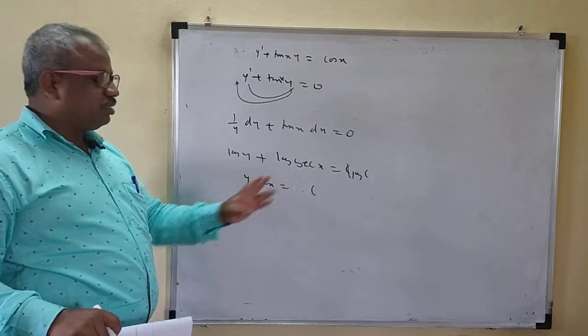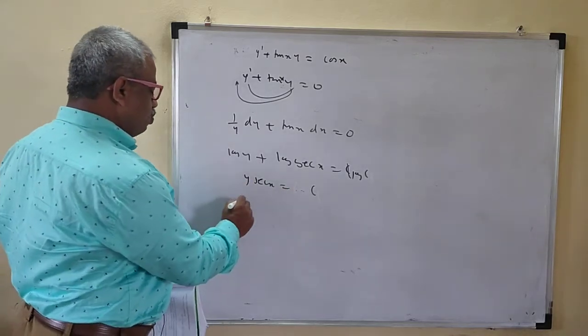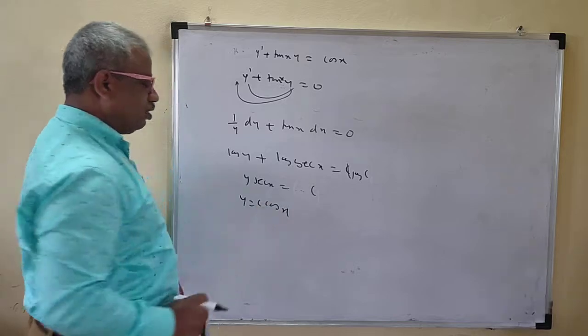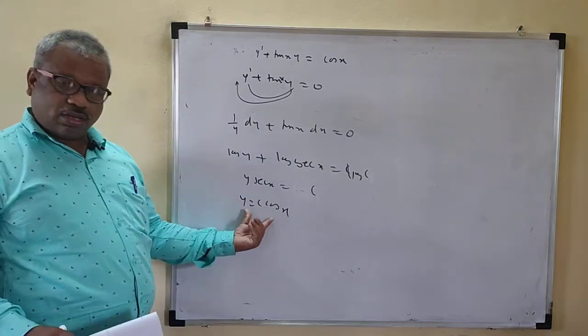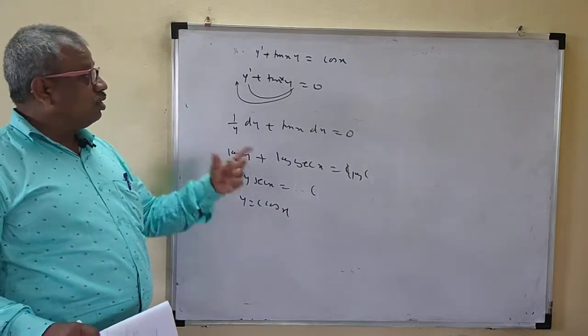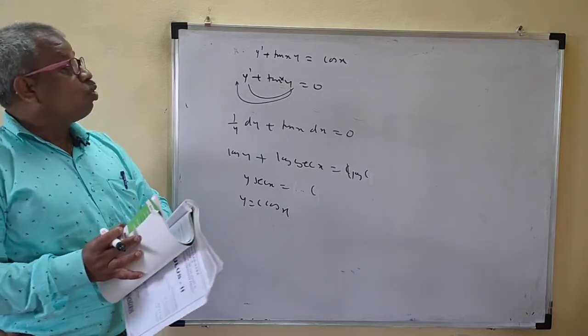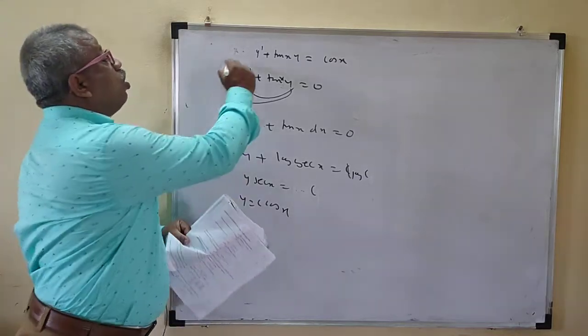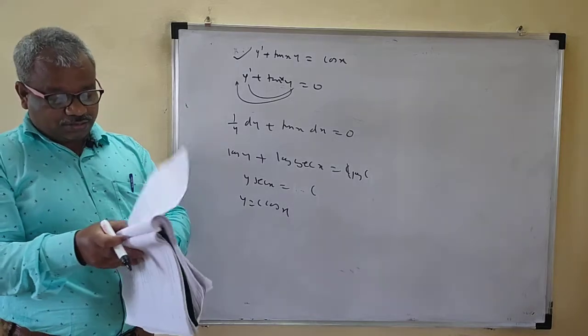So y sec x is equal to c. Since sec x means 1 by cos x, we can write y is equal to c cos x. This is the general solution of the complementary equation of this equation.